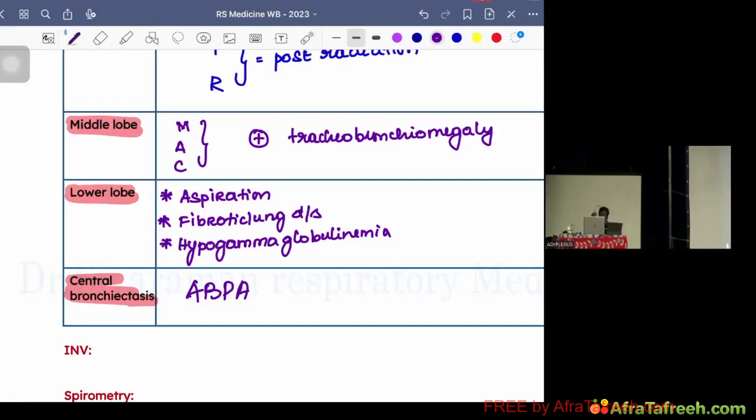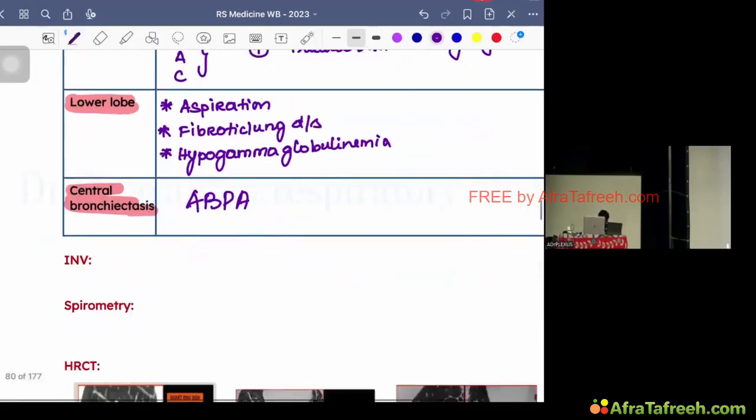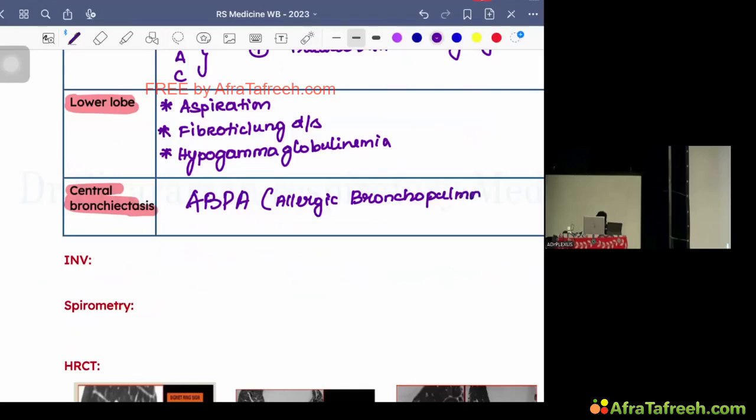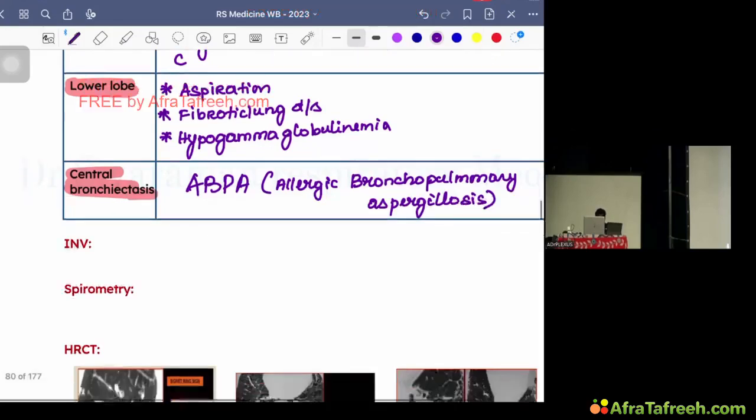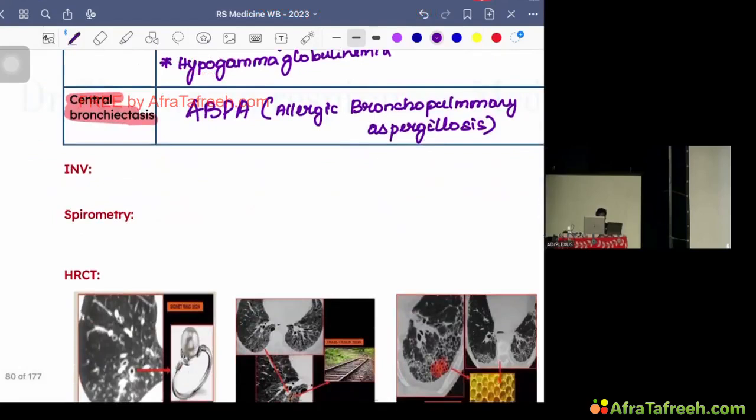So it is associated with ABPA. Central bronchiectasis is associated with ABPA. What is ABPA? Allergic bronchopulmonary aspergillosis. That is associated with central bronchiectasis. So what are the investigations you are going to do?